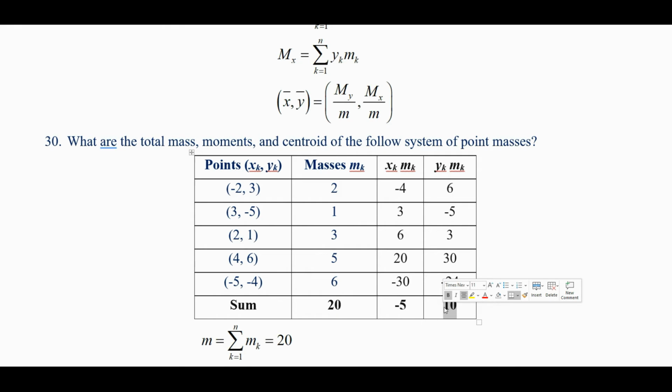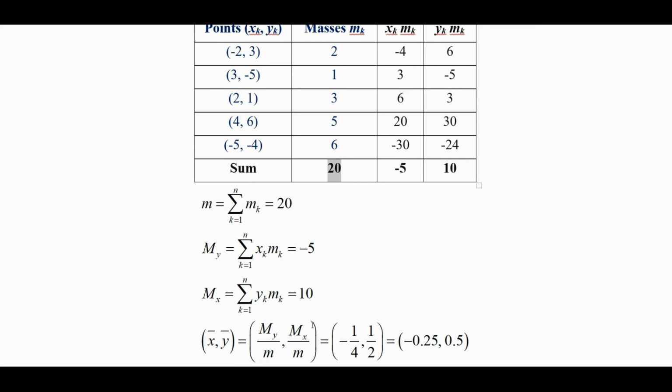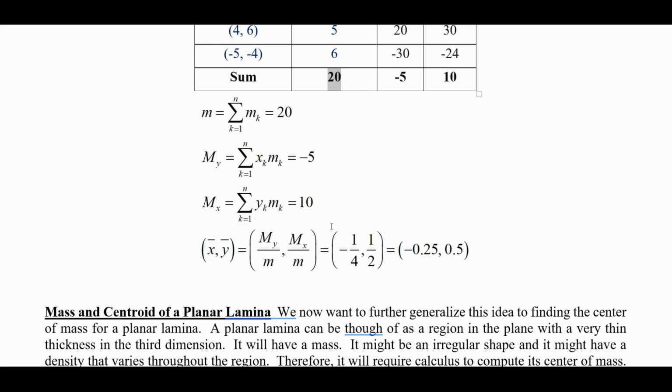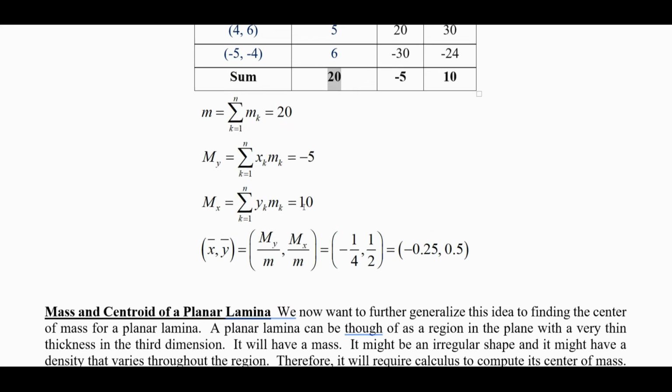That's the moment about the x-axis, which is used to find y bar, by dividing it by the mass of 20. So the mass is 20, m sub y is negative 5, m sub x is 10. Do a little dividing. Negative 5 over 20 is negative 1/4, or negative 0.25 for x bar. And y bar is 10 over 20, which is 1/2, or 0.5.